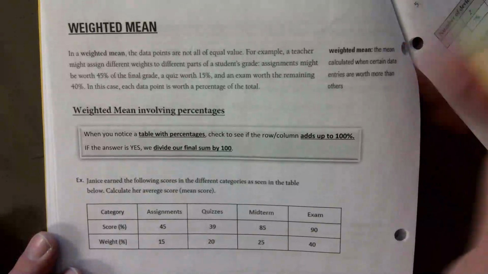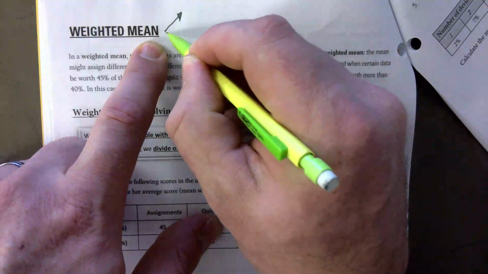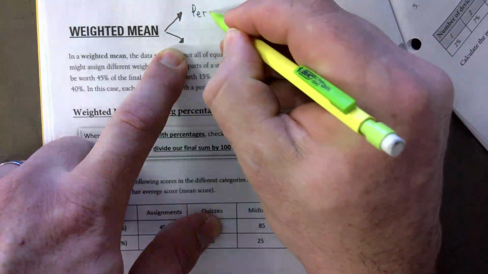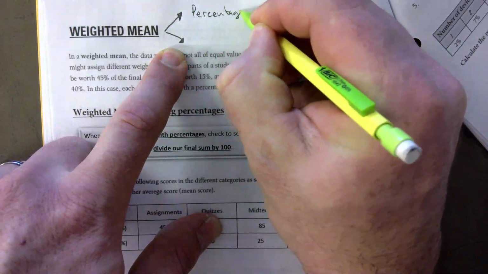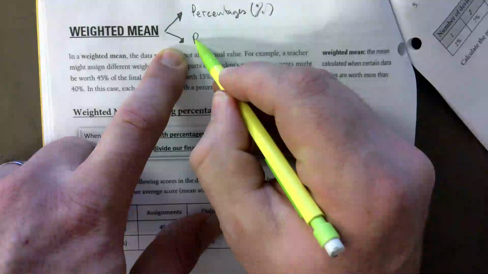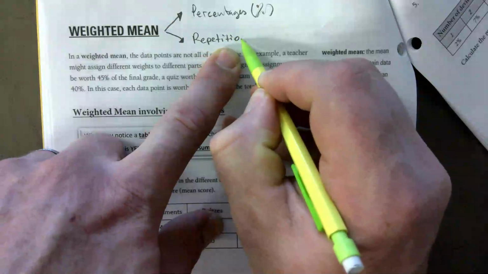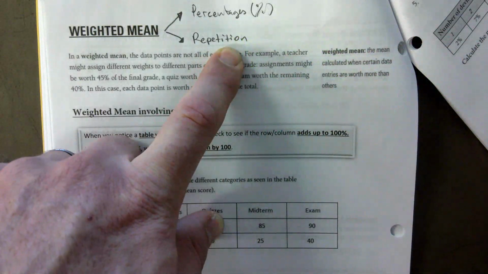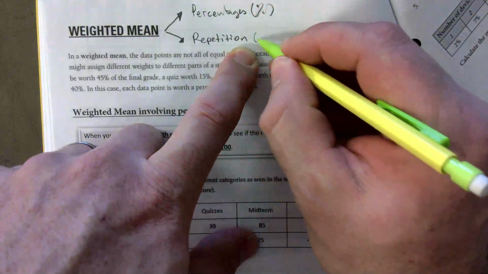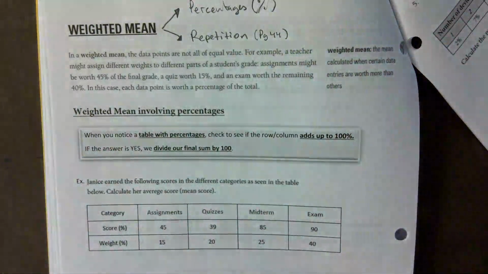Okay, so when we deal with weighted mean, there's going to be two cases. I'll tell you straight up front already. One is percentages. And the other one deals with repetition. Or you can think of it as no percentages. You can think of it that way. That is going to be on page 44. So that comes later.